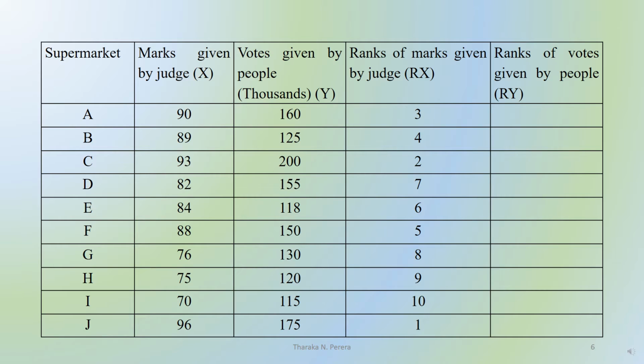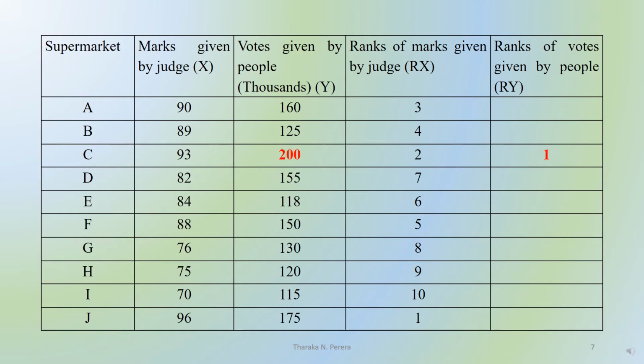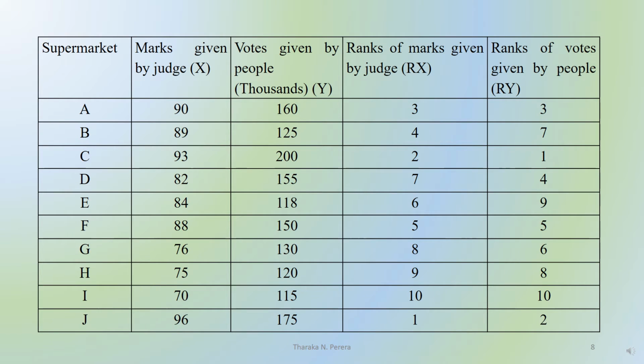As the second step, we have to put the ranks for the variable Y. Here I give the rank for the second variable, which is votes given by people. Here also I put the ranks in descending order. So rank 1 goes to supermarket C, which has the highest votes from the people, 200. So I complete the ranks for people's votes as shown in the table.